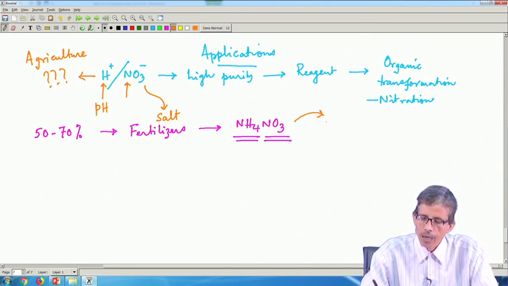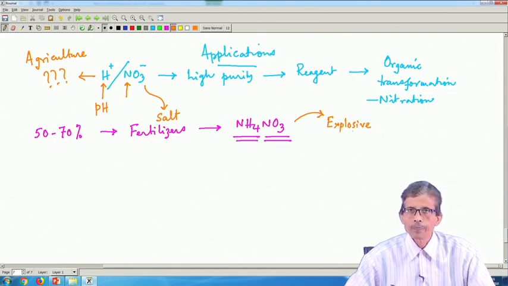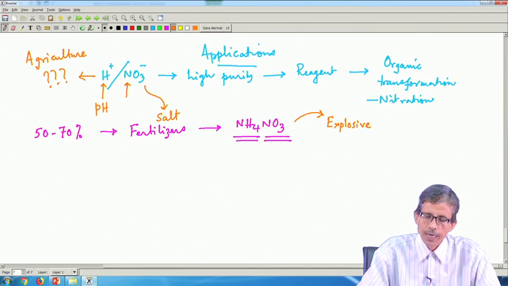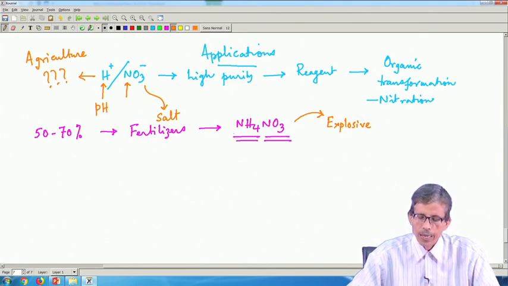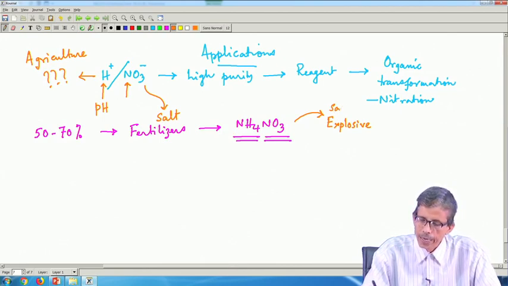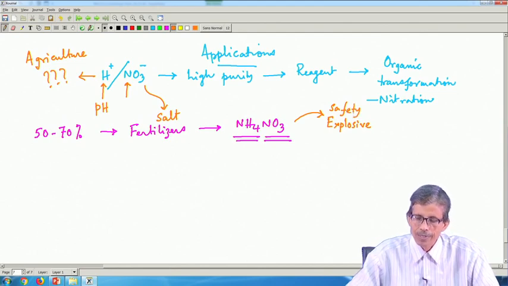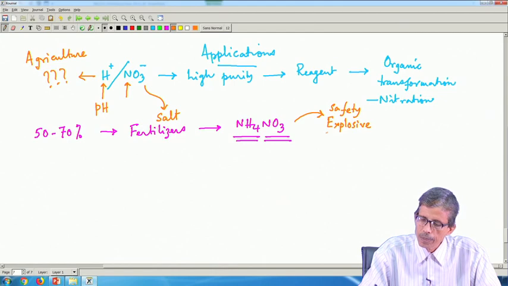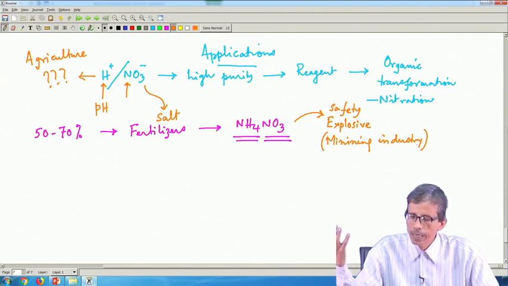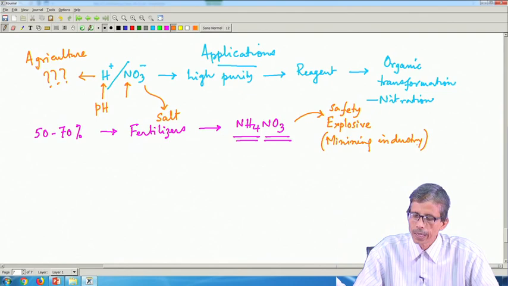This nitrate along with the ammonium ion can also be useful as a typical explosive, because it is explosive in nature. The heat of reaction is very high when they explode. That means the anionic part, which is oxidizing in nature, tries to oxidize the ammonium side, but it can be utilized in a controlled way. So, it can be a safe explosive or safety explosive for the mining industry, if we go for breaking of some hill or breaking of some underground area.